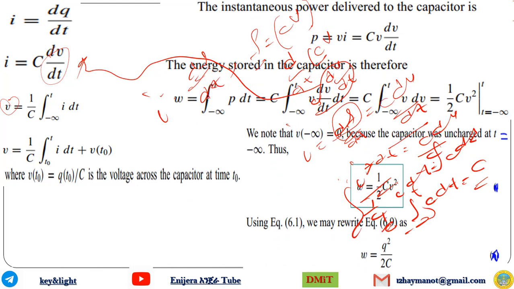So the instantaneous power delivered to the capacitor is equal to the multiplication of voltage and current. Since V is equal to 1 over C times the integral from t naught up to t of I dt plus v naught, then substitute there. The energy stored in the capacitor therefore is equal to 1 over 2 CV square.